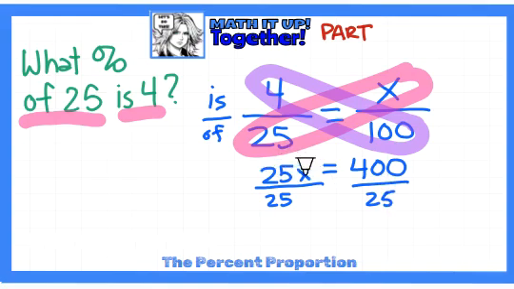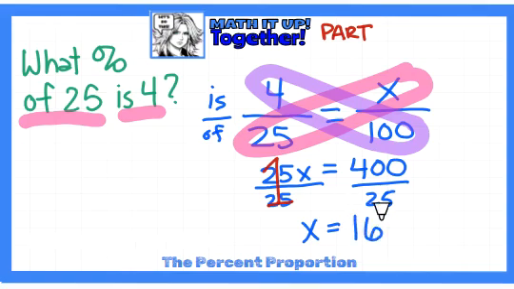Got to turn 25x into 1x. So we put 25 over 25. That turns into a big 1. And that leaves us with 1 times x, which is just x. And 400 divided by 25 is 16.